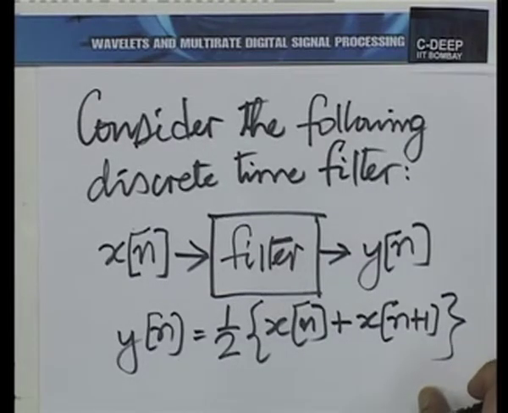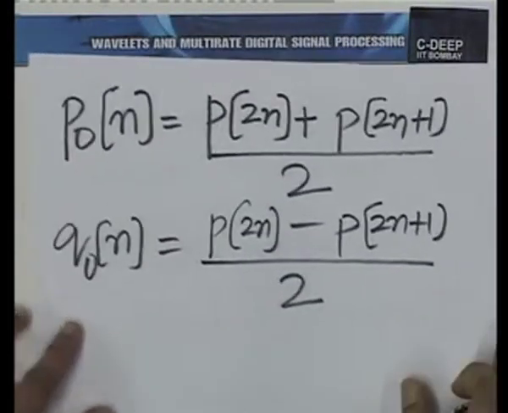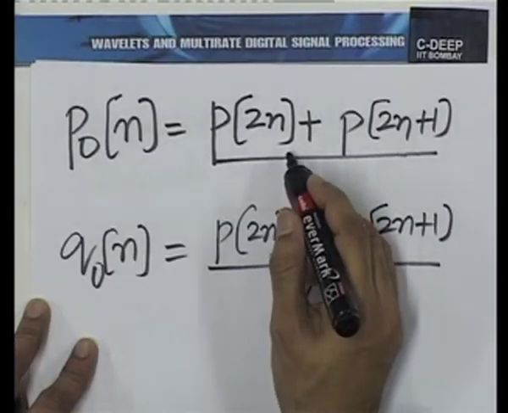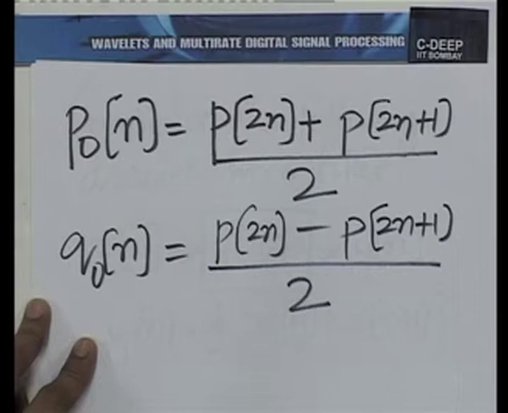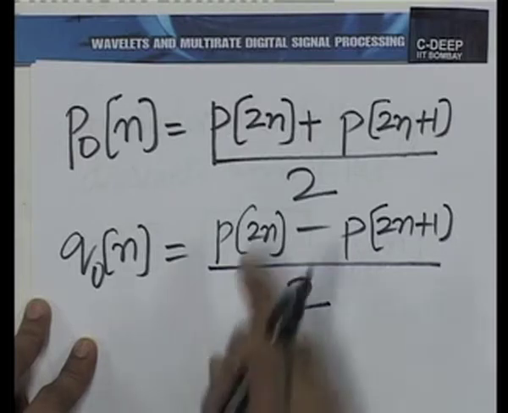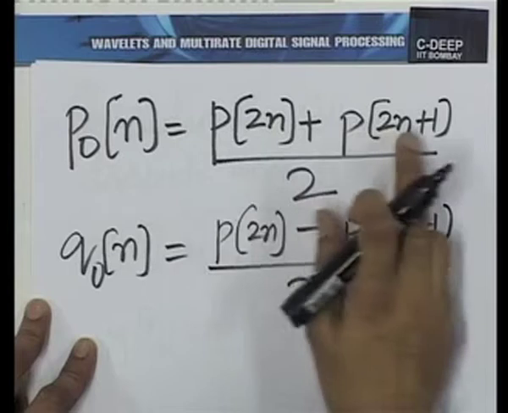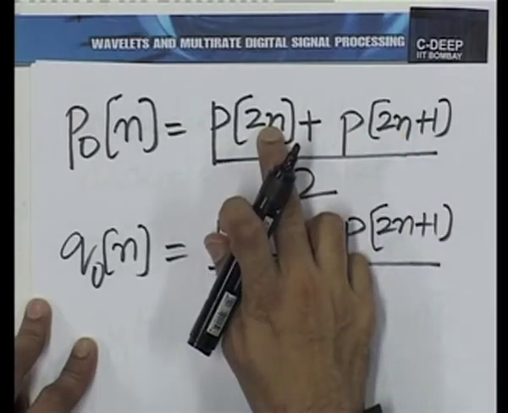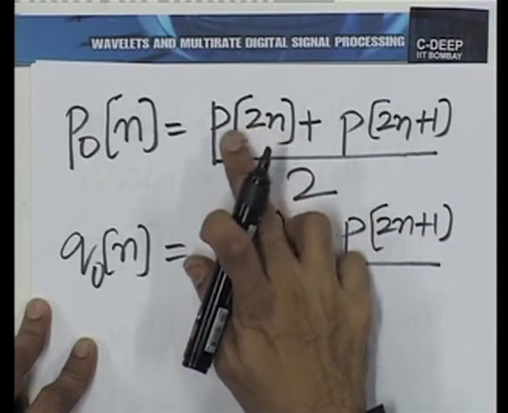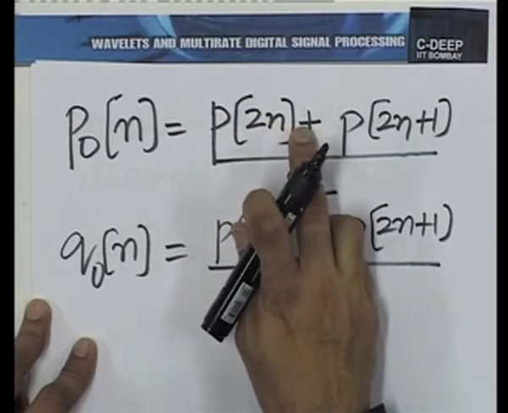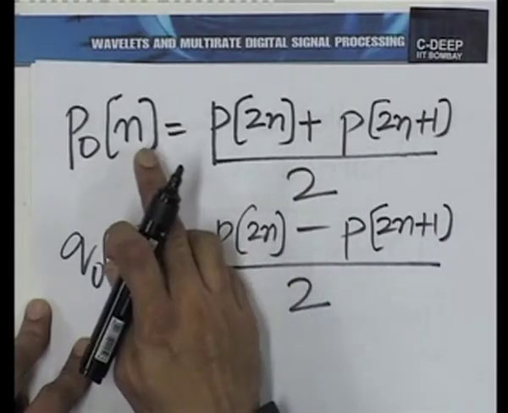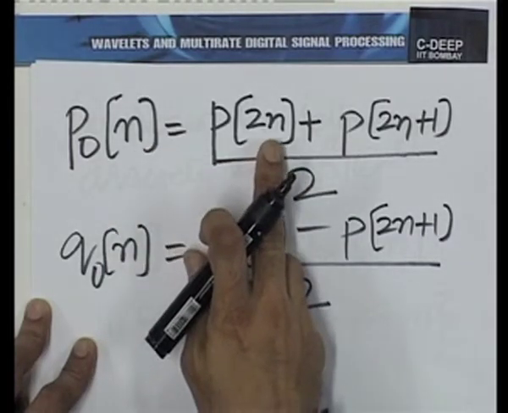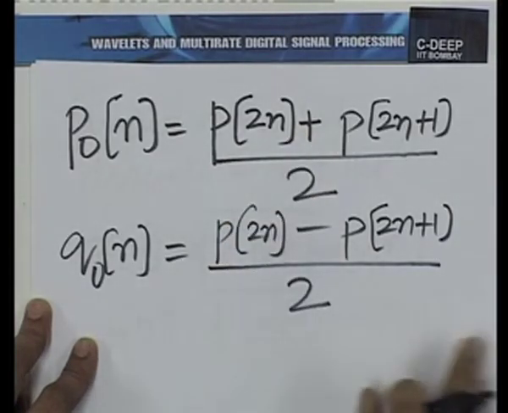What have we done here in this relationship? Let us reflect on the connection between, for example, this relationship here and the filter we just constructed. If you think of 2n as a variable, let us call it L, then this is P of L plus P of L plus 1 by 2. In fact, this is essentially the filter acting on the sequence P.